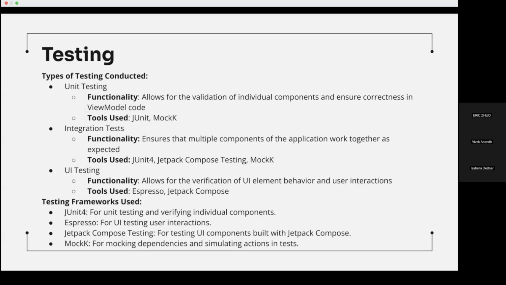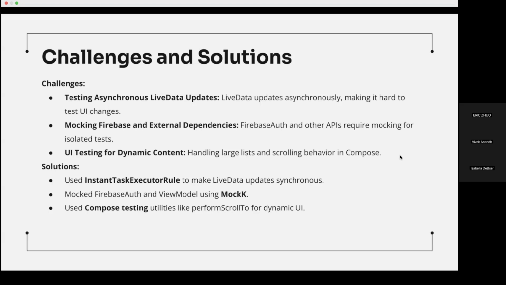For this testing, we used four main frameworks: JUnit 4, Espresso, Jetpack Compose testing, as well as Mockito. So testing came with multiple challenges, the first being testing async live data updates. With some of the live data updates being asynchronous, it was really hard to test some of the specific UI changes. So for that, we decided to use the instant task executor rule to ensure that everything was syncing up.